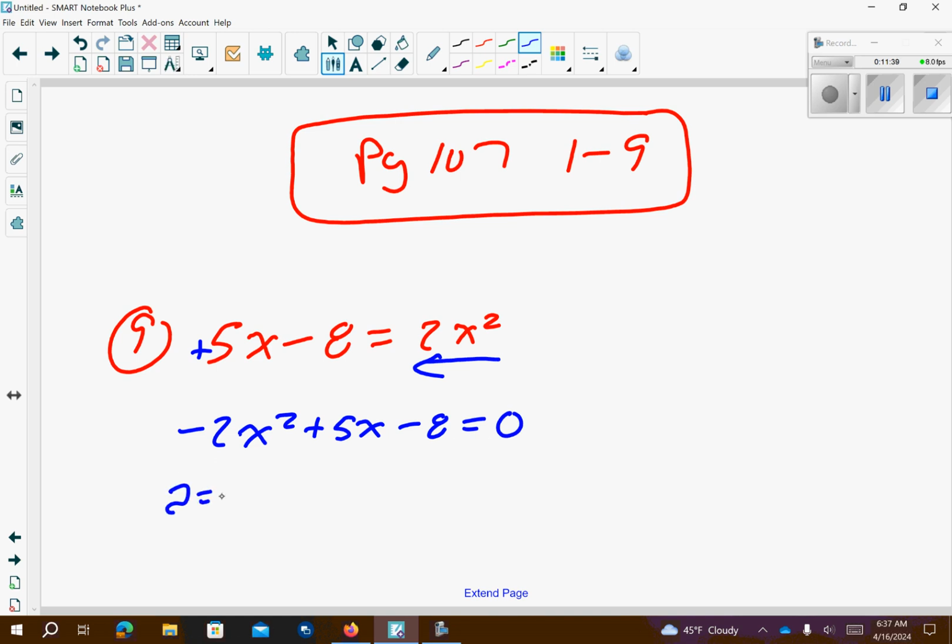So your a value is negative 2. Your b value is 5. Your c value is negative 8. And then plug those into your quadratic formula from there. So you got to make sure they're equal to 0 first.